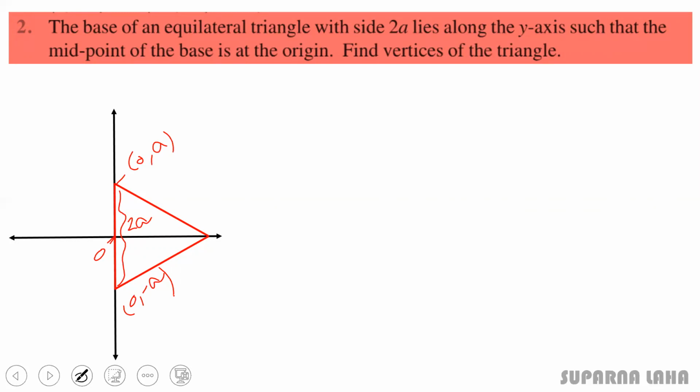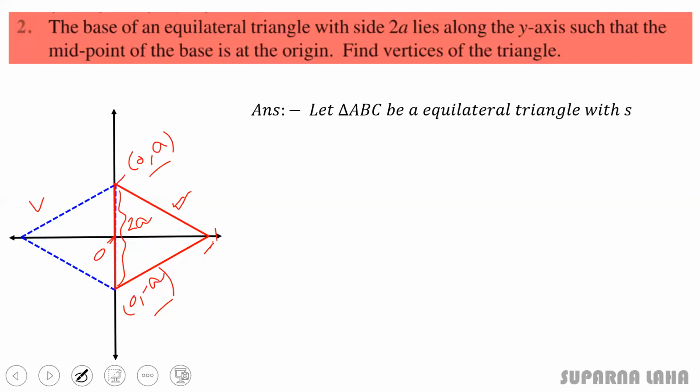Now, maybe this triangle is on the positive x-axis or on the negative side also. Both the cases are possible. So I'm taking this case and solving for this one, and similarly we can solve for the other part also. So here we need to find the vertices of this triangle. Two vertices we already found. What do we need to find? This vertex. So if we take this triangle as ABC, the sides of it are 2a.